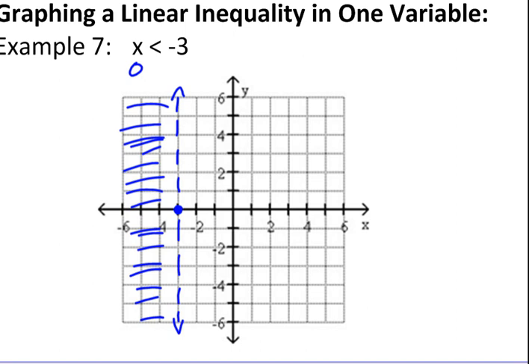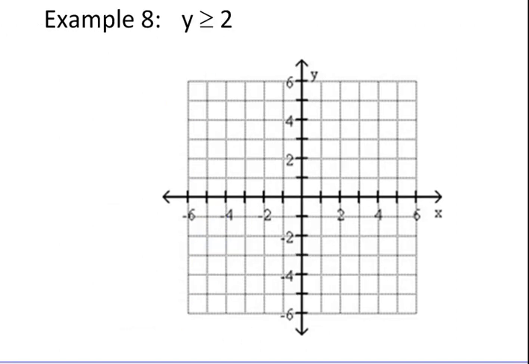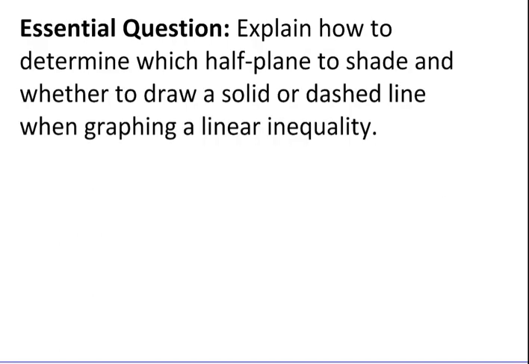Remember, x equals some number is a vertical line and y equals some number is a horizontal line. I'm going to leave you example 8 to do on your own, and if you have any questions, ask your teacher. Your essential question, make sure you're thinking about that while you're doing this work.